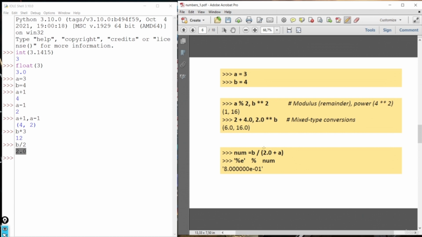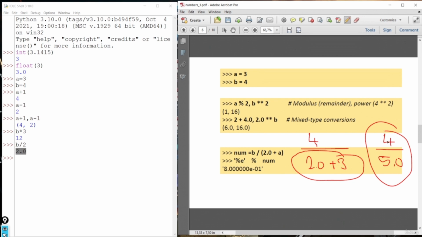And here we perform division and addition operations. b is equal to 4, it is the integer, divided by 2.0 plus a. So the summation result here is 5. But what is that? That is a floating point number. So the division of 4 by 5 is a floating point number, and this can be written 8 divided by 10.0, that is 0.8. And this 0.8 can be displayed using scientific notation here.